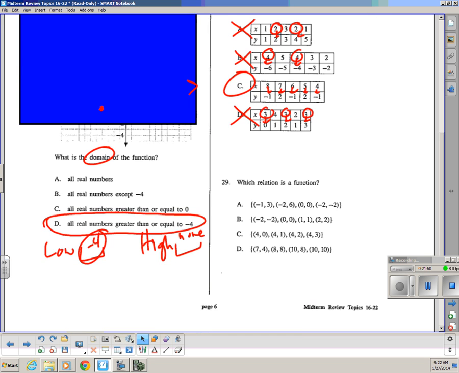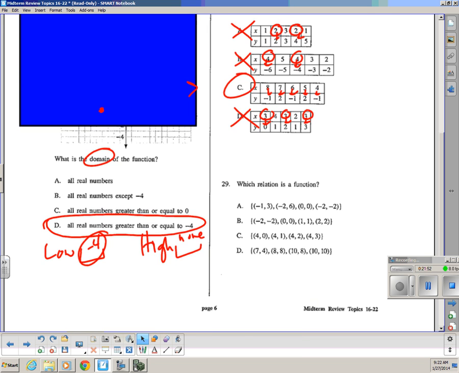Which relation is a function? Again, we're looking for no repeated x values. Same thing as in the other question. If I look, I believe choice B has no repeated x values. Choice A repeats -2. Choice C repeats 4 all 4 times. And choice D repeats 10. So choice B is the answer.